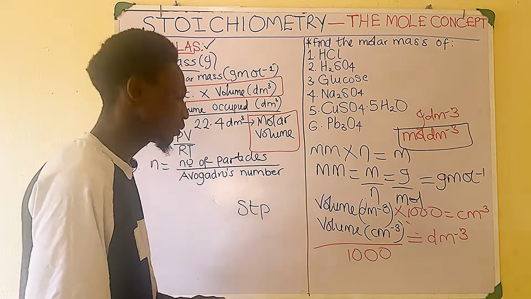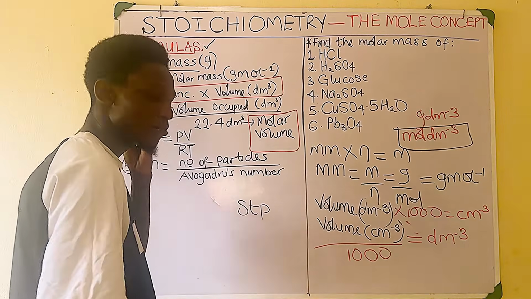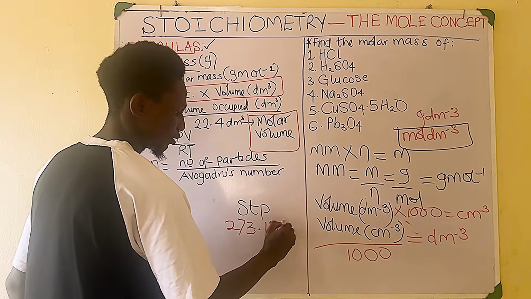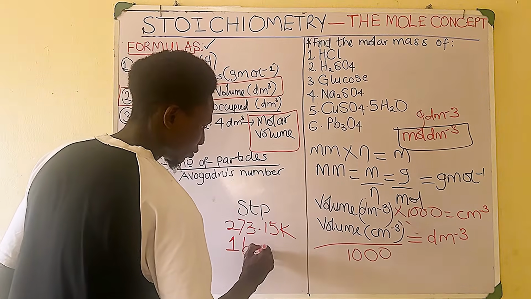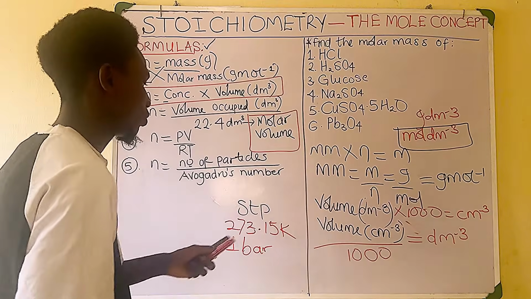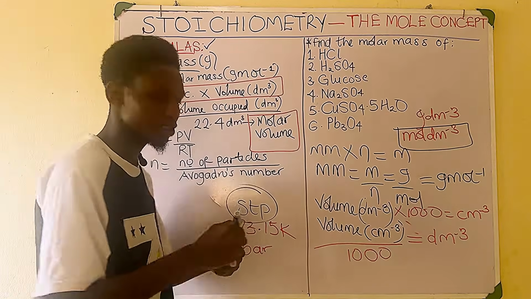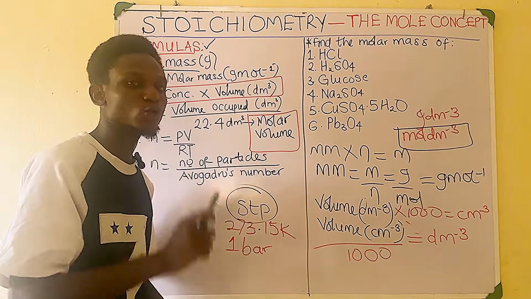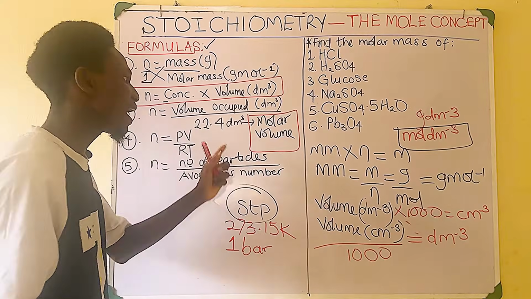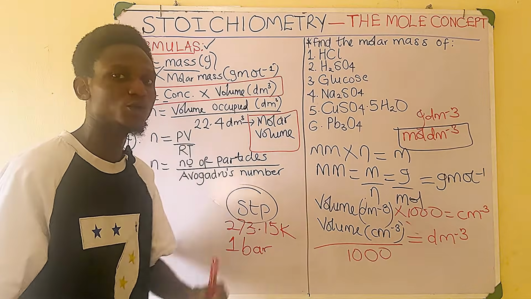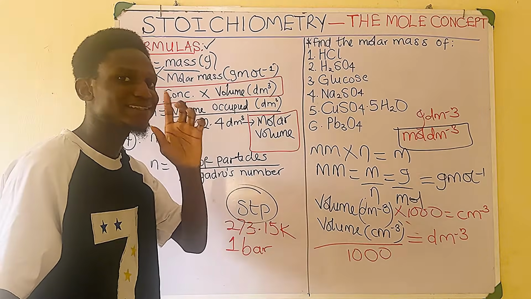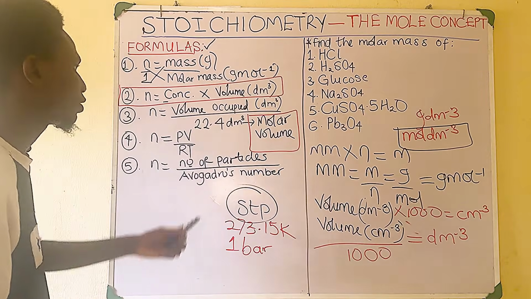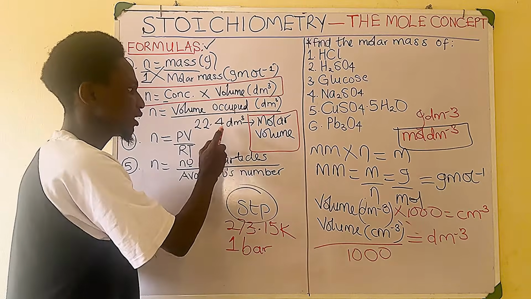So at standard temperature and pressure, and according to IUPAC, the standard temperature is 273.15 Kelvin. Then we have 1 bar. That's the pressure at STP. So that's what we mean by standard. You're going to see it, especially when you get to gas laws. So this is the volume that 1 mole of a gas occupies at standard temperature and pressure, and it's equal to 22.4 dm cube. So in case they ask you a word question and say that the molar volume of a gas is numerically equal to 22.4 dm cube. Now that's for that. So the formula is number of moles equals volume occupied divided by molar volume.